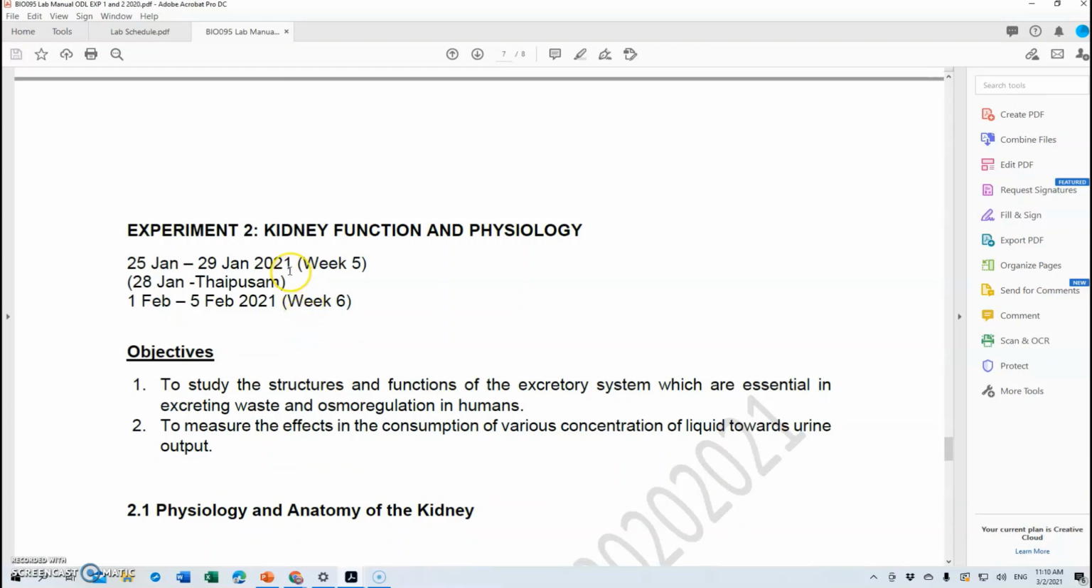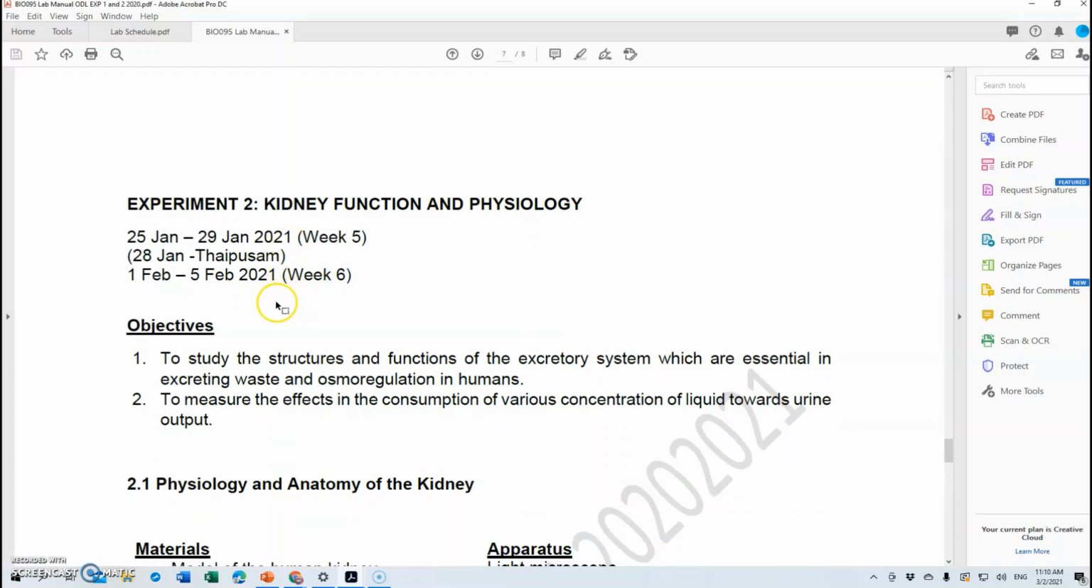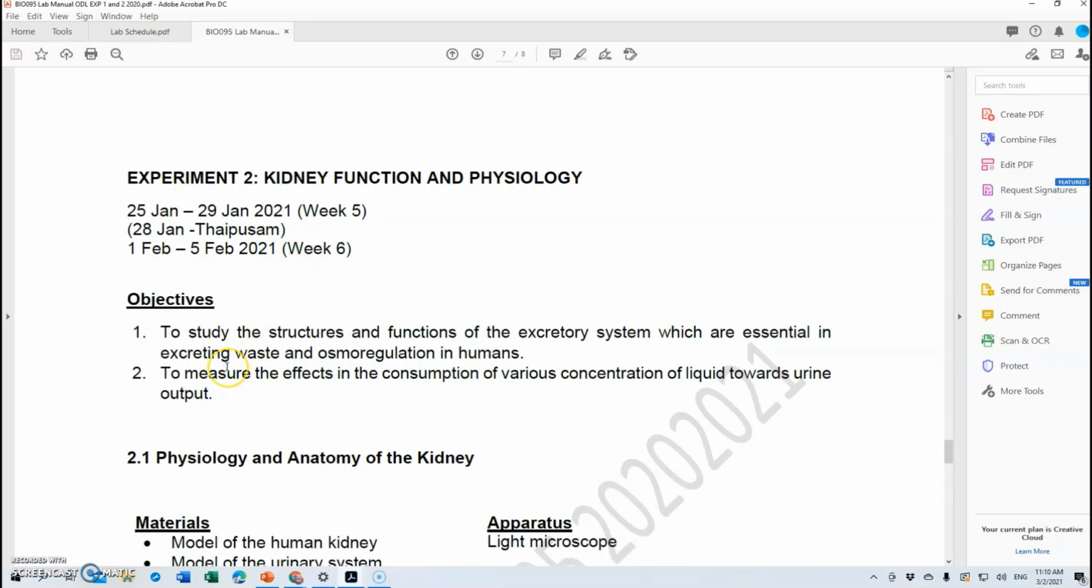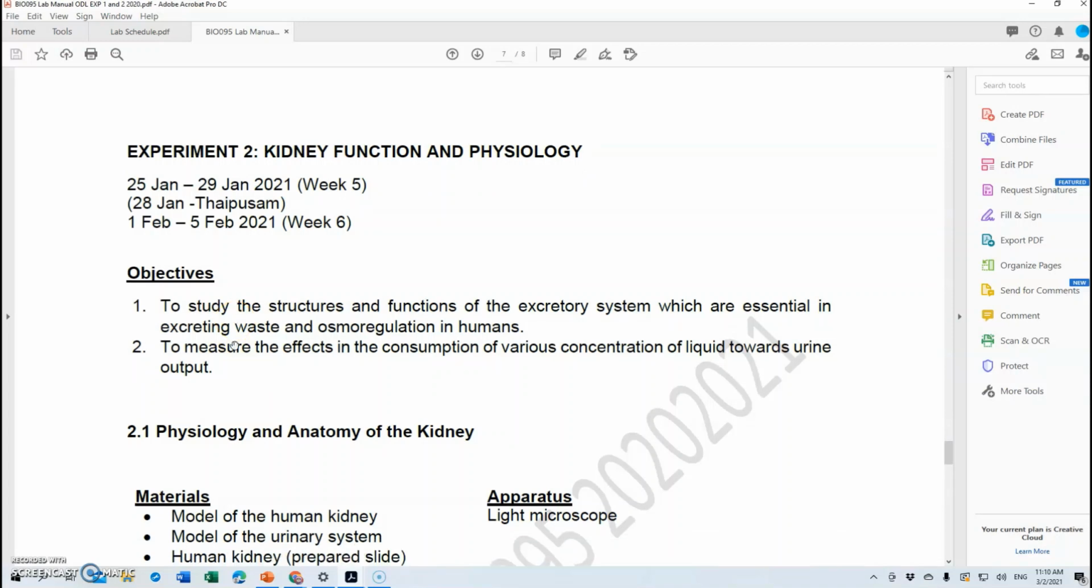So basically, the objective of this experiment is to study the structure and functions of the excretory system, which are essential in excreting waste and osmoregulation in humans. And the second objective is to measure the effects of the consumption of various concentrations of liquid towards urine output. Okay, so these are the two objectives of this experiment that you must include when writing your lab report.